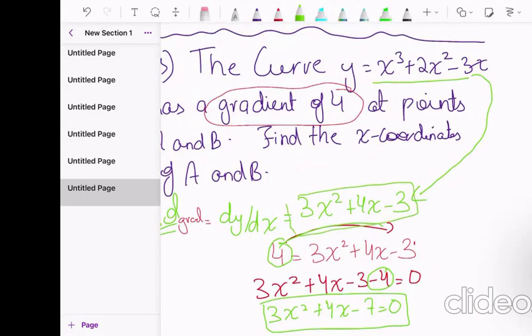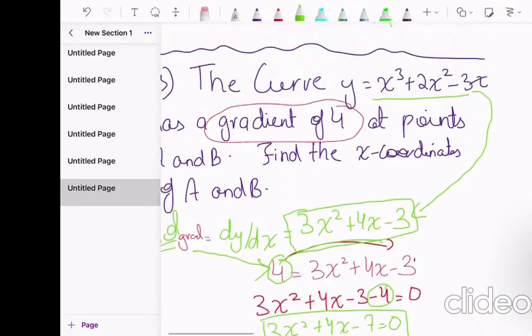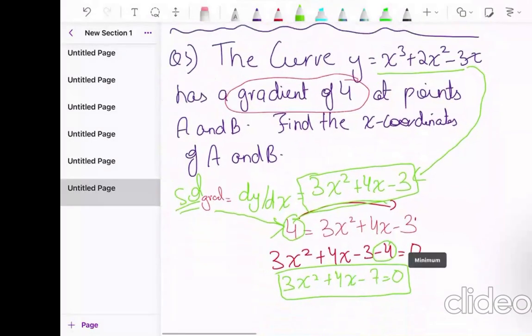The differentiation of this will be like this. We already did the differentiation: 3x square plus 4x minus 3. Then we know the gradient value is 4. So I put 4 and move 4 to the other side. So -3 and -4 will become -7. The first step is the same. We need to take differentiation.